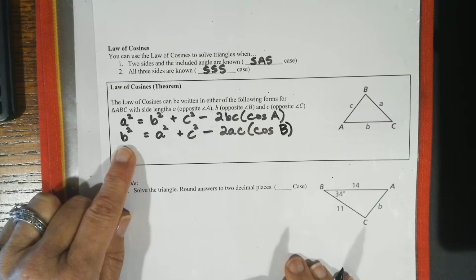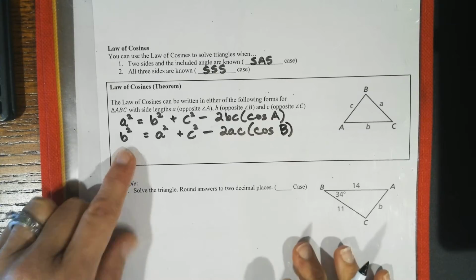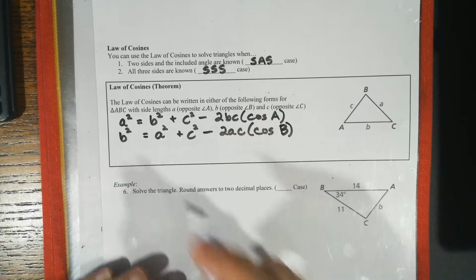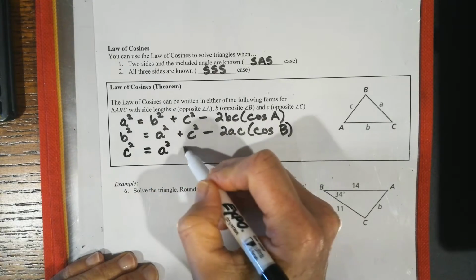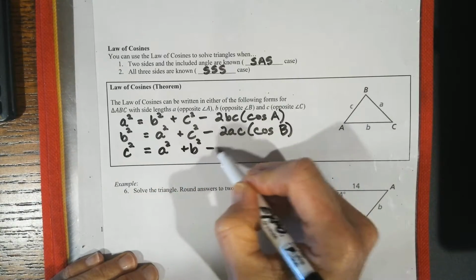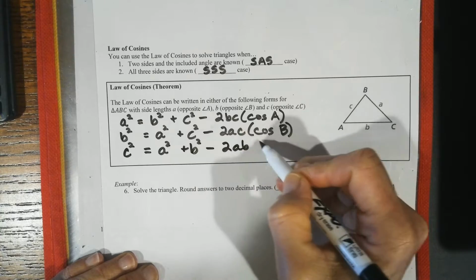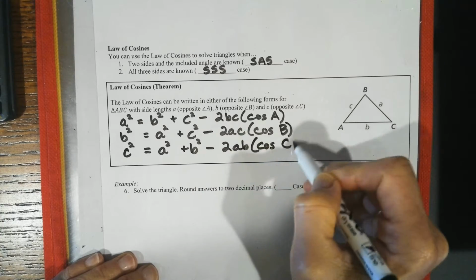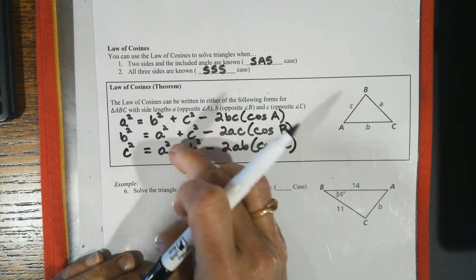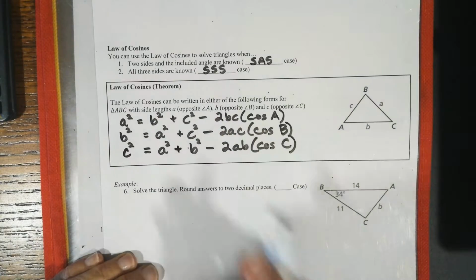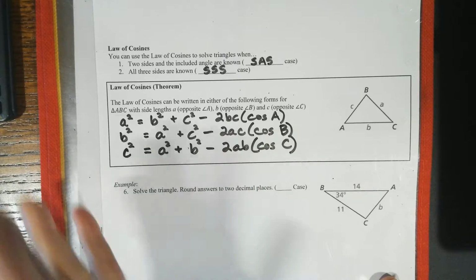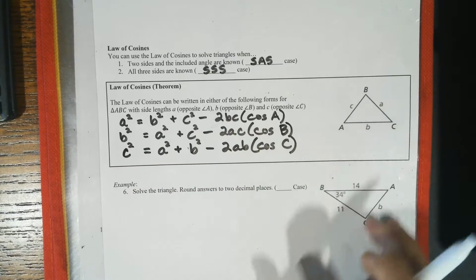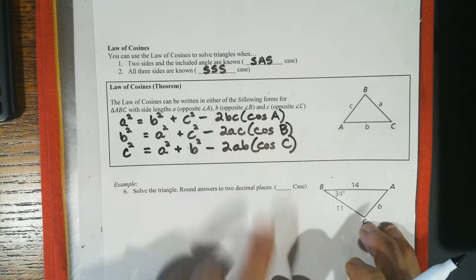And I'm just telling you this as a way to memorize it, so you don't have to keep your card in front of you all the time. And then c squared equals a squared plus b squared minus 2ab times the cosine of C. So you can use this formula. There are 4 different variables or unknowns, and for whichever case you're using, you just plug it in.